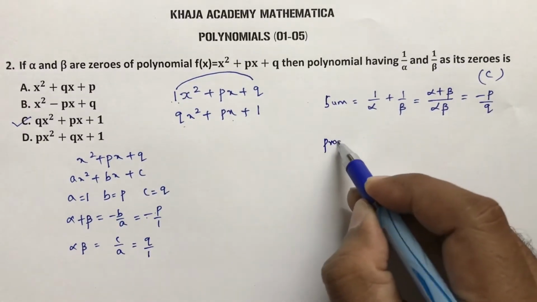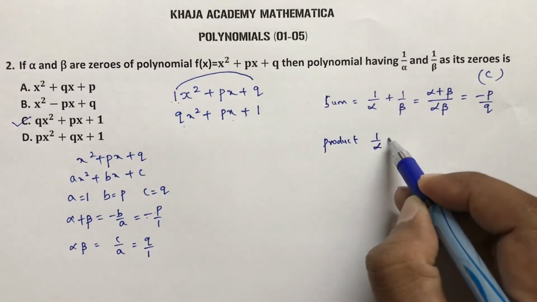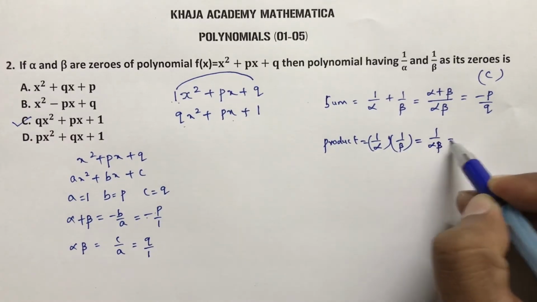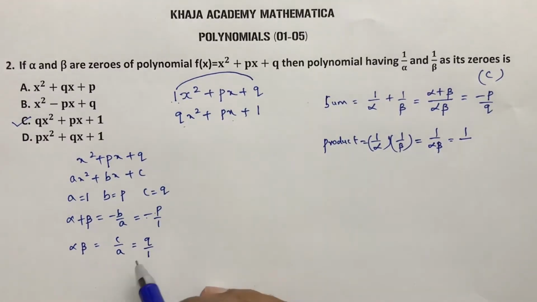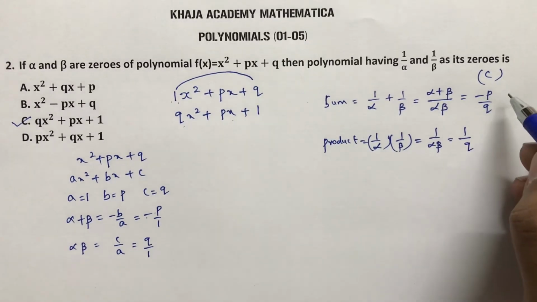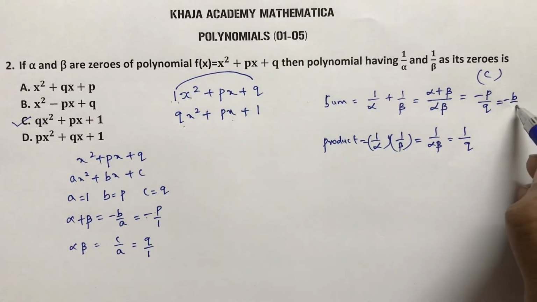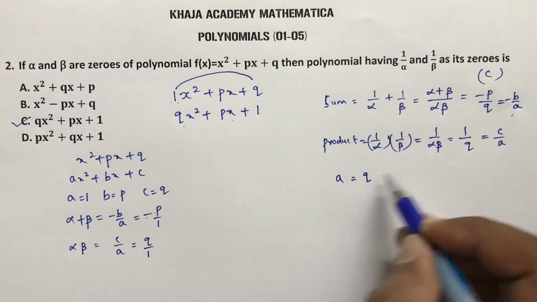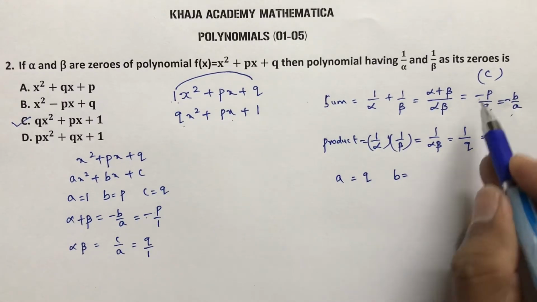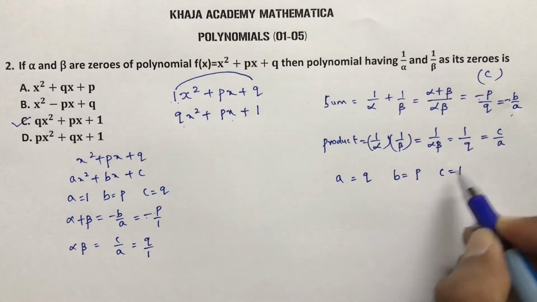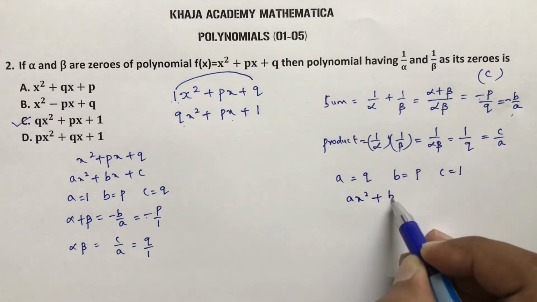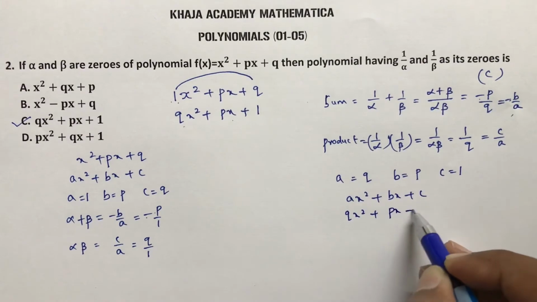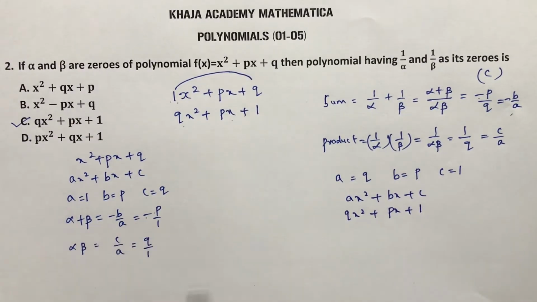Next find the product. 1 by alpha into 1 by beta is 1 by alpha beta, so that is 1 by q. If you compare this with the standard, minus b by a and c by a, a value is q, b is p, c is 1. So ax square plus bx plus c is qx square plus px plus 1. So the correct option is C.